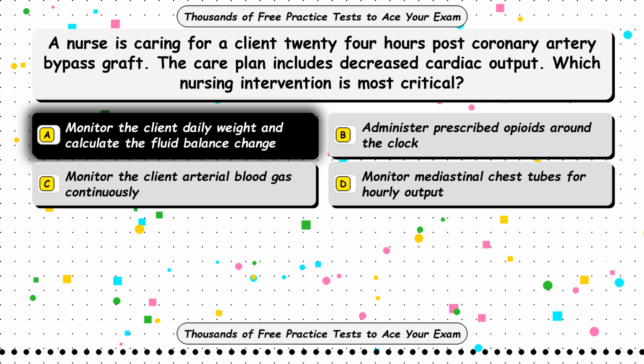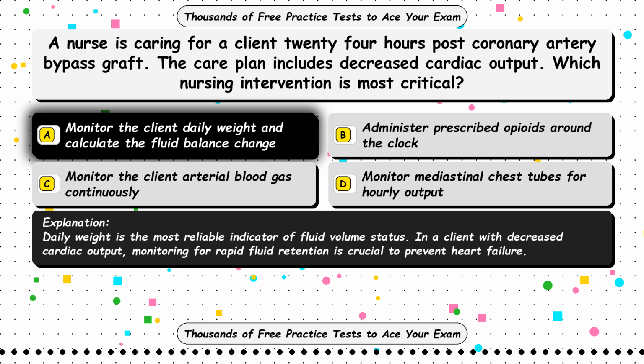The correct answer is option A. Monitor the client's daily weight and calculate the fluid balance change. Daily weight is the most reliable indicator of fluid volume status. In a client with decreased cardiac output, monitoring for rapid fluid retention is crucial to prevent heart failure.